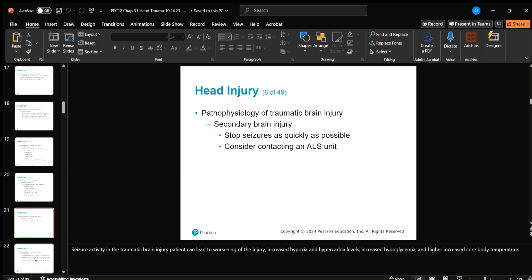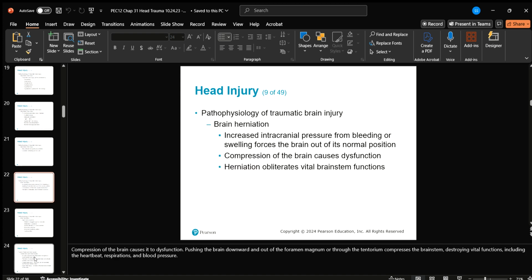All right, so with our secondary brain injuries, you may have patients that have seizures as a result of them. All right, contact ALS as soon as possible, because what can you do for a seizure as an EMT? Treat and transport, okay, and that's just oxygen if possible, and then moving them to transport, keeping them safe as possible as you move them.